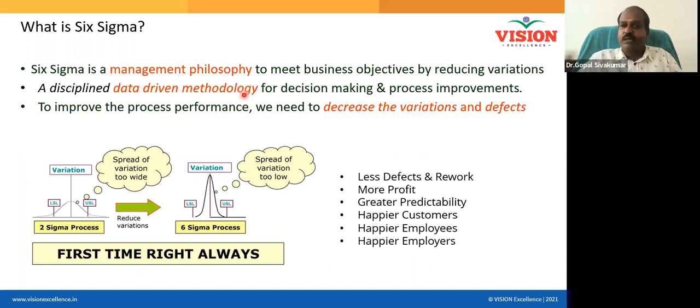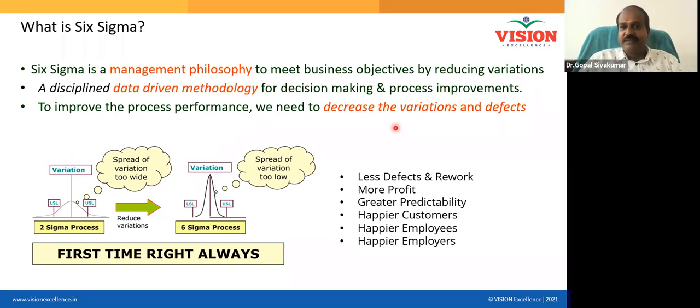If your sugar level over the last 20, 30 years is almost the same throughout your life, you are going to lead a healthier life without any doubt, because you have the knack of controlling your sugar level always around the ideal range, right? So, a disciplined data-driven methodology for decision-making and process improvement. To improve the performance, we just have to decrease the variation. That's all. That is what we have seen in scenarios 1, 2, 3, and 4 also. You reduce the defect, automatically your bottom line will improve.